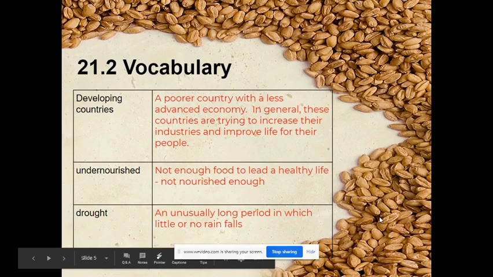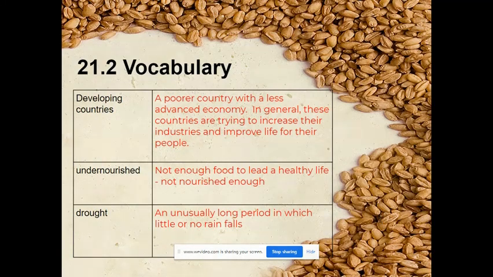Point 2 vocabulary. The first word is developing countries, a poorer country with a less advanced economy. In general, these countries are trying to increase their industries and improve life for their people. We have talked about developed and developing countries before, so this is a word you should be familiar with.